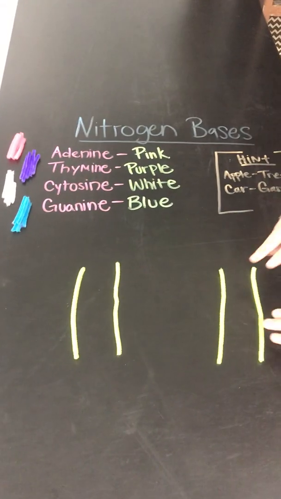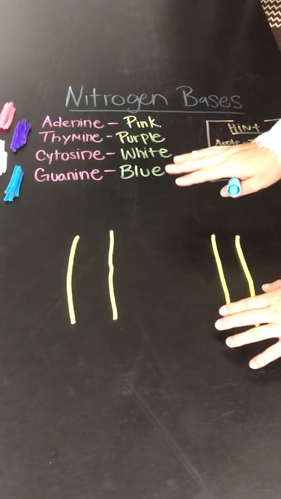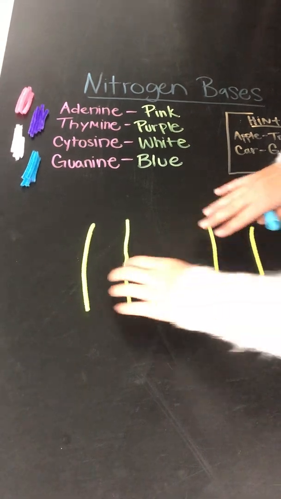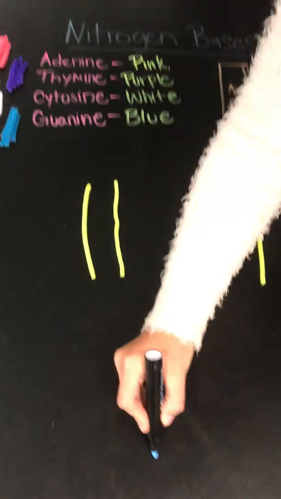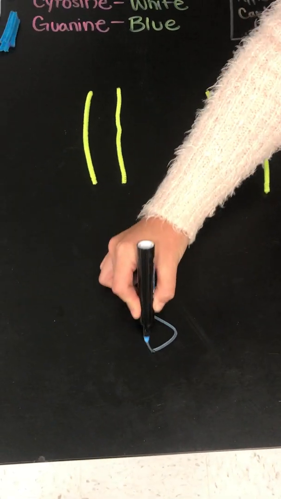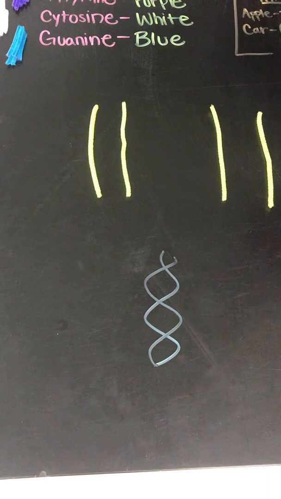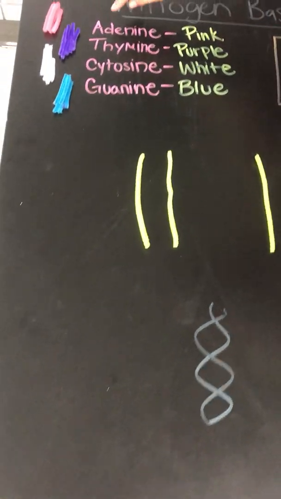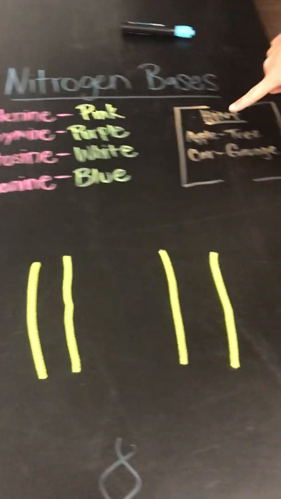What you do is get five color pipe cleaners, and you're going to separate these into halves. If your DNA strand looks like this, but you uncoil it, it looks like a ladder. So that's what we're going to start off with. Always remember that your A goes with your T, apple to tree.